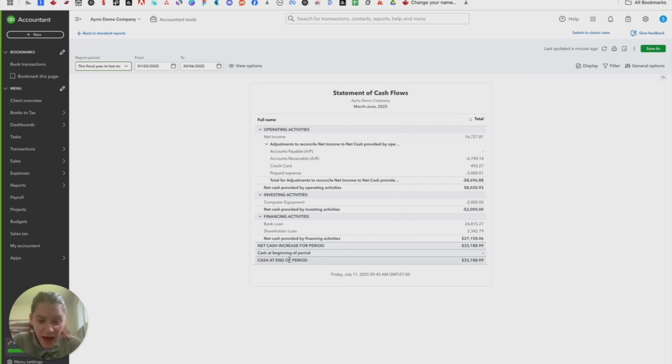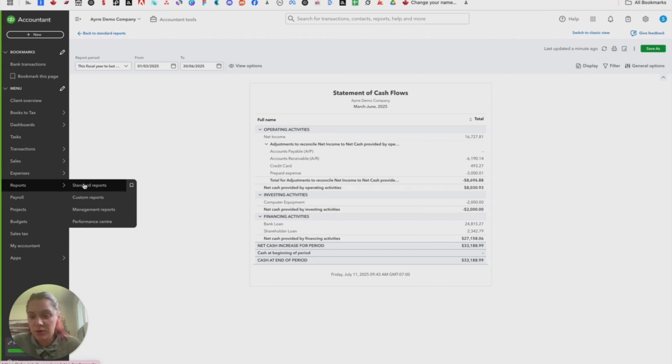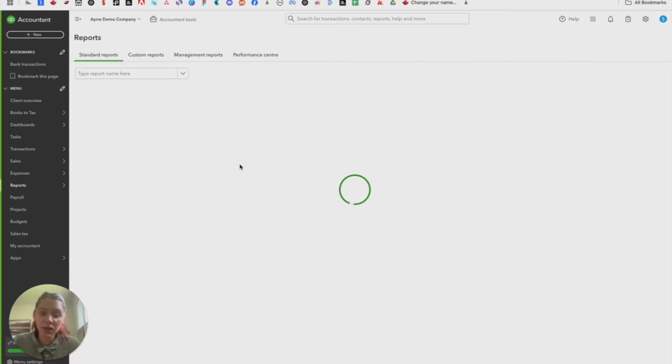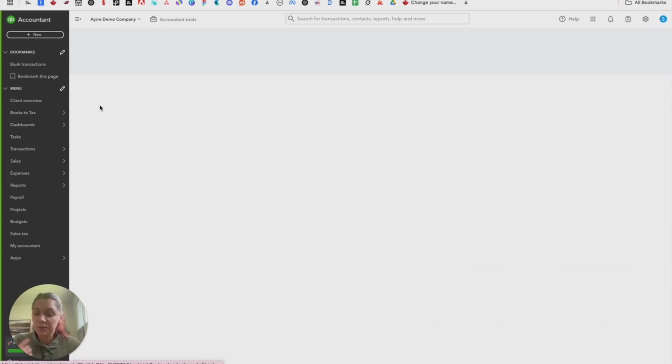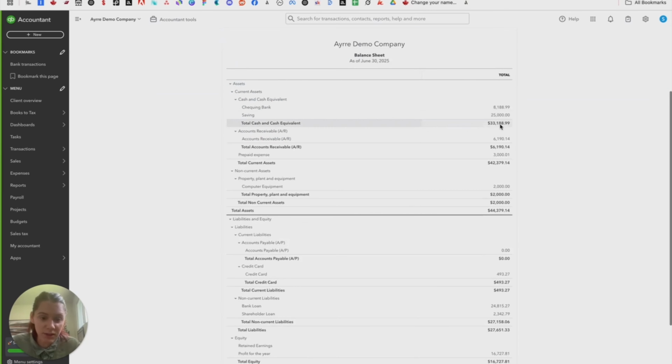At the bottom here, you see this cash at the end of the period, $33,188 as of the end of June. And that directly should connect to your balance sheet. So when I go to look at my balance sheet, I would expect to see that my cash and cash equivalents are that 33,000. Total cash and cash equivalents, 33,188.99. So the cash flow is taking my profit, doing all those things, and equaling it to my cash.